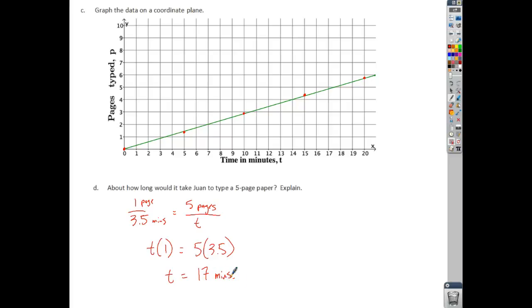Now let's make sure that this actually works. If we go up to 5 pages and run this across, and I look to see where it crosses on my graph, look, it's right there. Doesn't that look like it's at about 17.5 minutes? Hey, look at that. Cool. All right, another one.